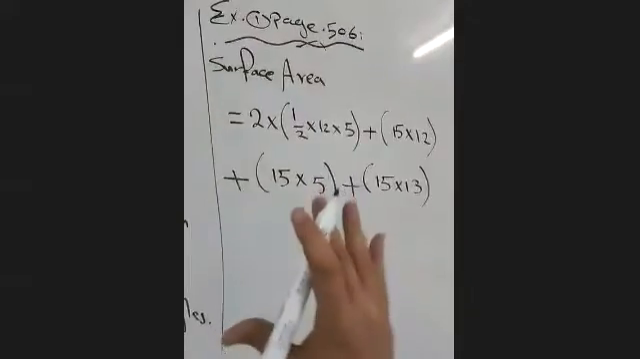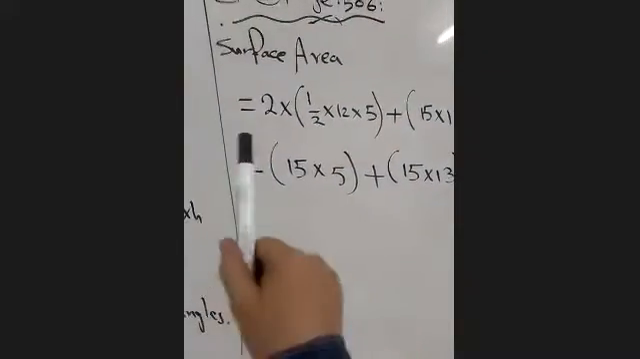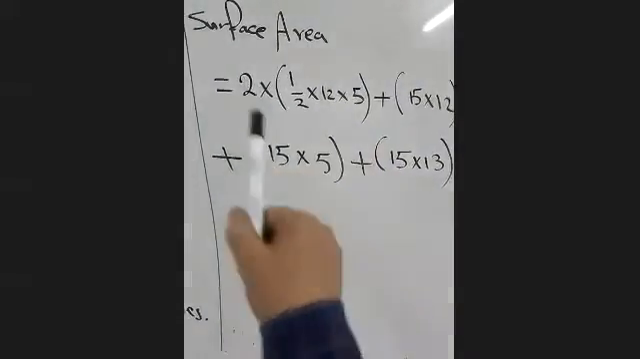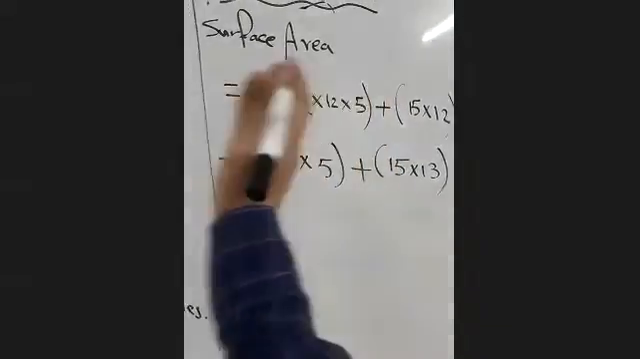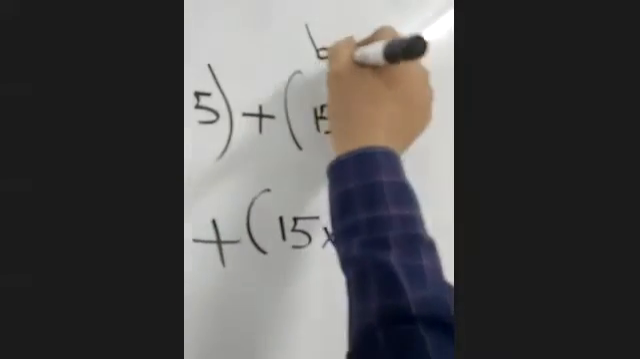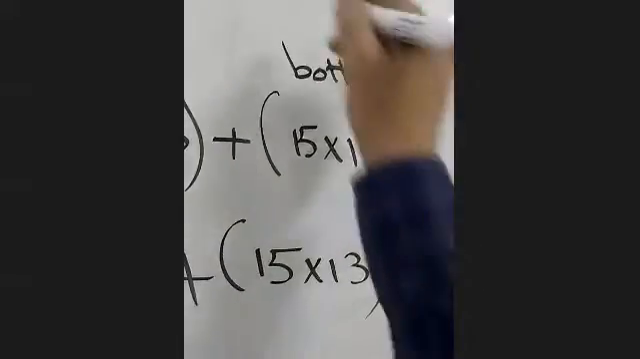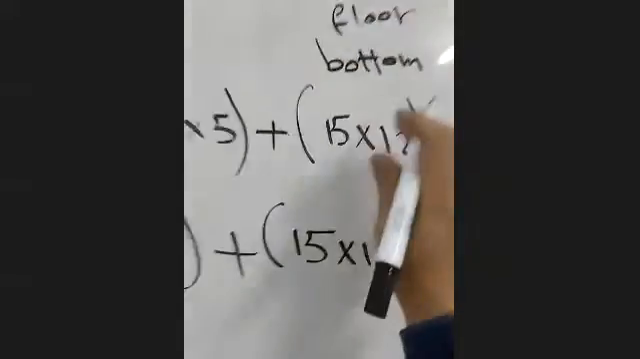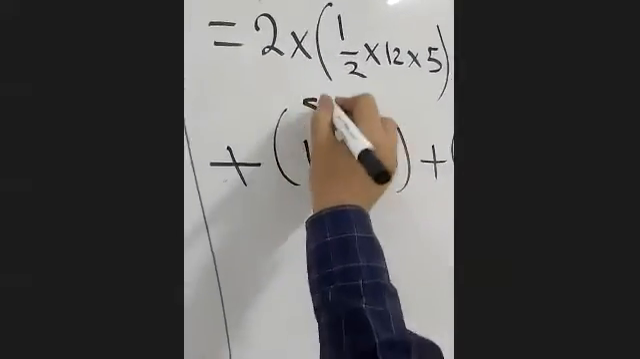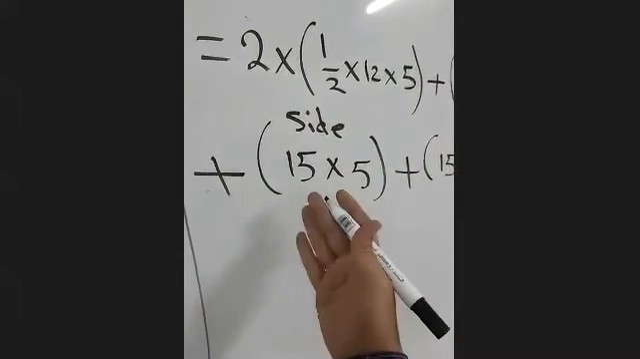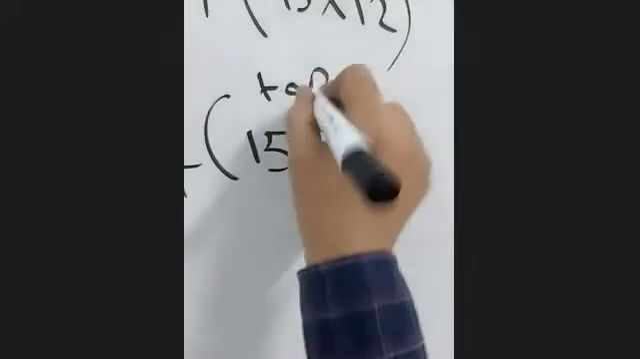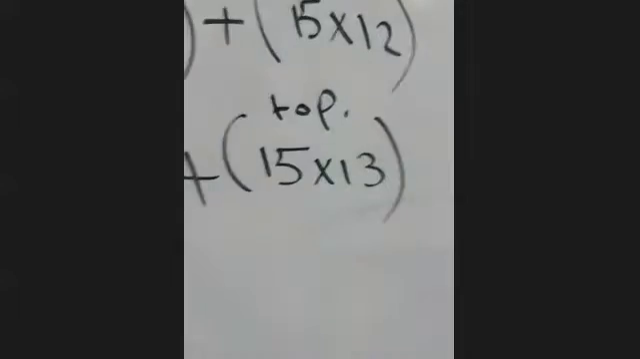So here the surface area of this triangular prism is 2 multiply the area of one triangle, and I said 2 because we have two congruent triangles. So these are two faces. Here, the bottom, the floor, length by width. Here, the side, length by width. Here, the top, length by width, the roof, we call it.